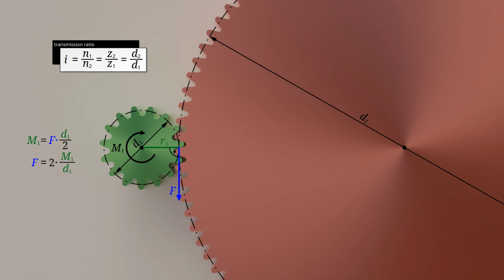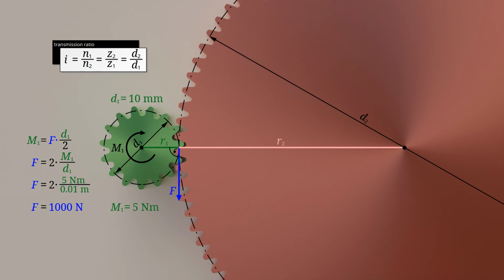For example, assuming a motor torque of M1 equals 5 Nm and a pinion diameter of D1 equals 10 mm, the force acting on the flank of the pinion is 1000 newtons. This force of 1000 newtons now pushes the flanks of the driven gear downwards. However, as this gear wheel is considerably larger, the force also acts on a larger lever arm and therefore also produces a greater torque. With 6 times as many teeth, the driven gear wheel is also 6 times as large and therefore has a pitch diameter of 60 mm.